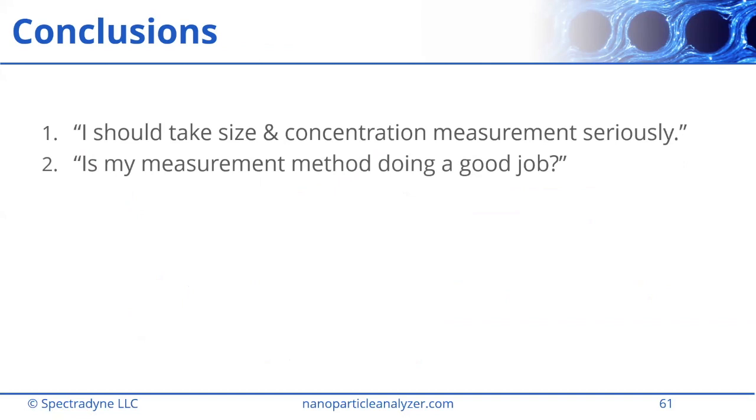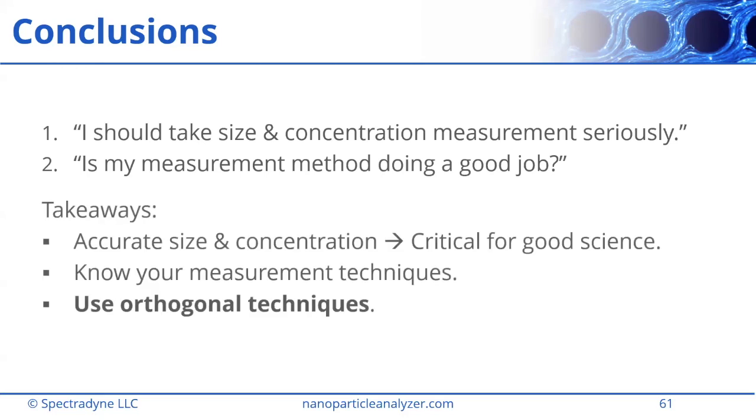Secondly, I hope that by sharing some examples of comparing the different technologies, you've been able to ask yourself the question, is your measurement method doing a good job? And are you operating within the appropriate bounds of those technologies' performance range? So I hope you will take away from this that accurate size and concentration are important because they're critical parameters for good science. To understand your measurement techniques and ultimately look at your samples with different kinds of technologies, using orthogonal techniques in order to get a complete picture of what's in your sample.